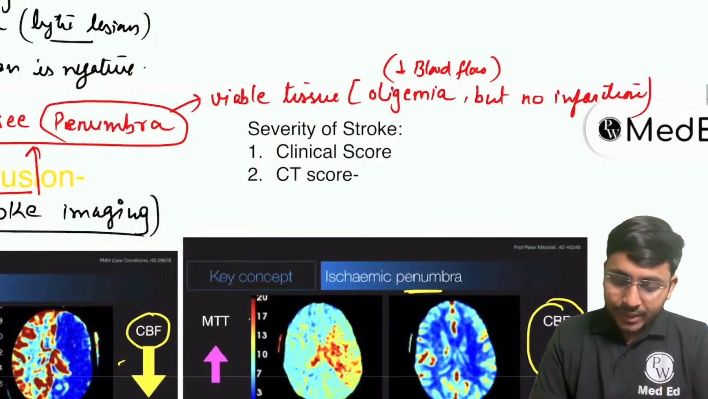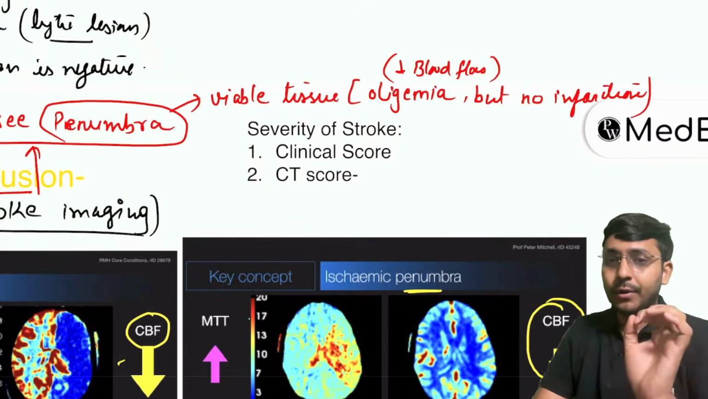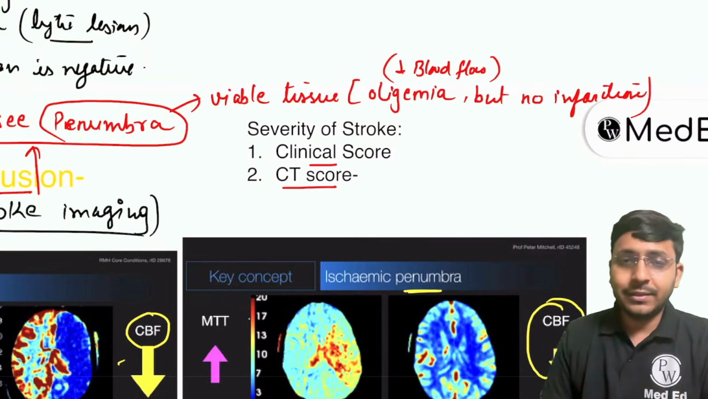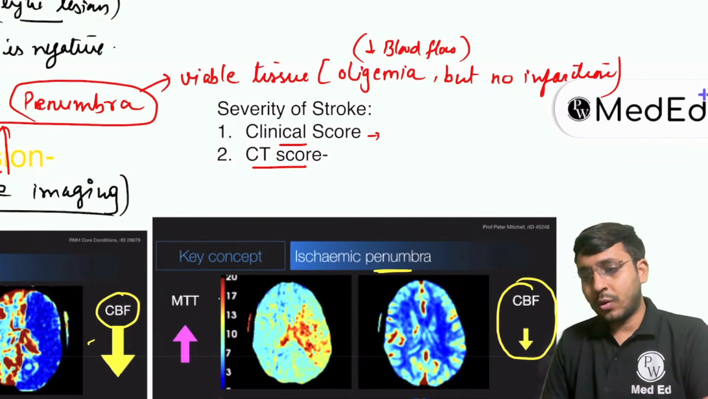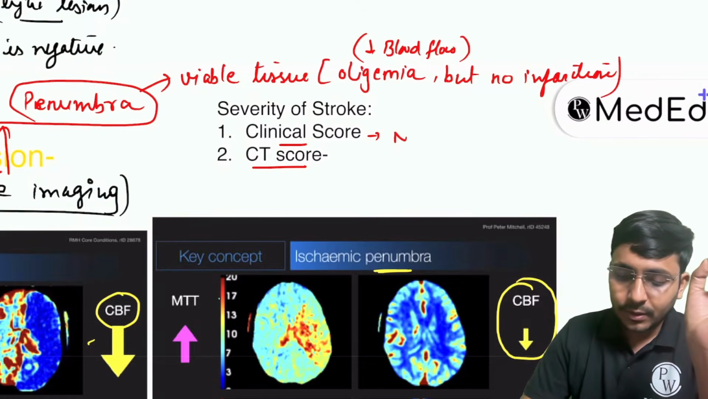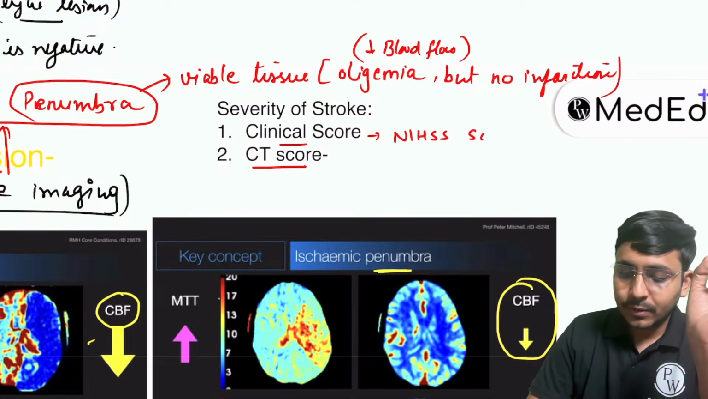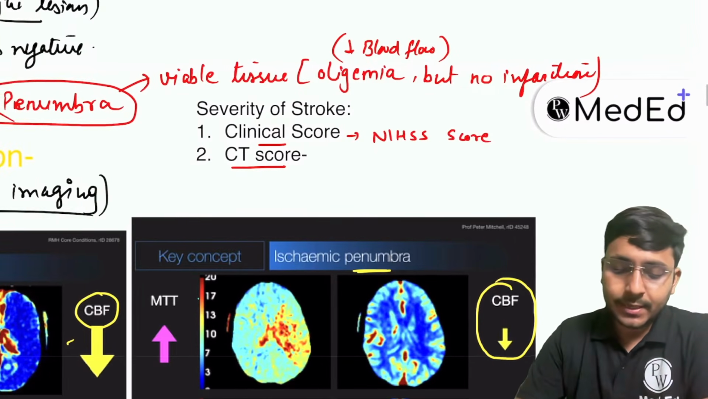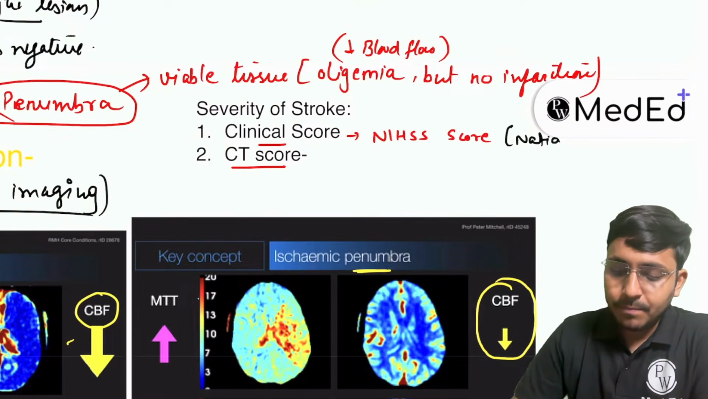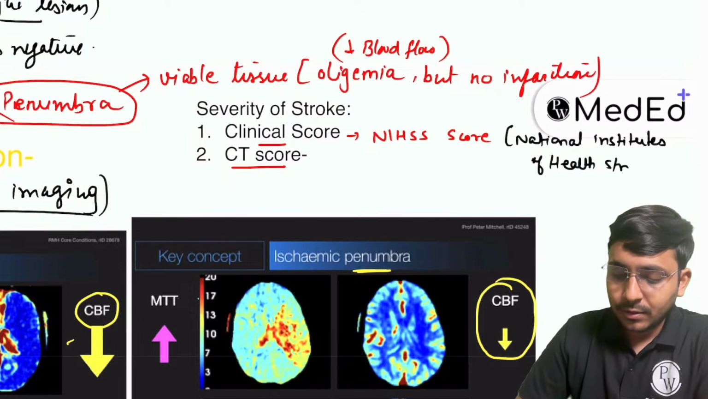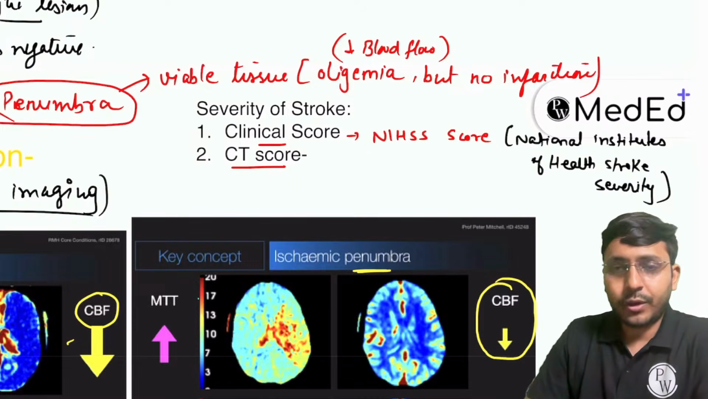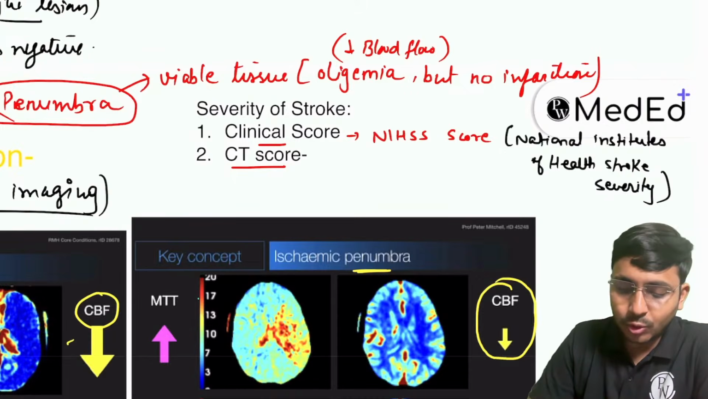Now tell me two important severity scores for stroke. One is a clinical score and another is a CT score. I will tell you the name of the clinical score, you tell me the CT score. So what is the clinical score? NIHSS score. The full form of NIHSS is National Institutes of Health Stroke Severity Score. And what is the CT score?